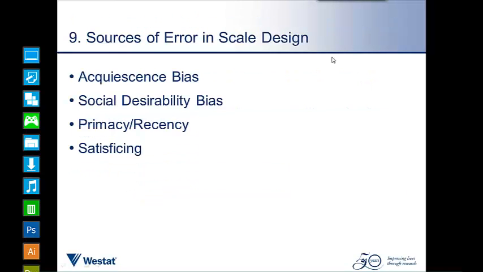Okay, let's move on now to, I've got 2 more topics. This is sources of error in scale design, and we'll talk about these 4 sources of error. And then I think we'll probably continue to talk about some of these in David's talk on Thursday.